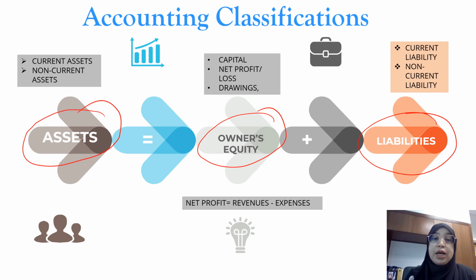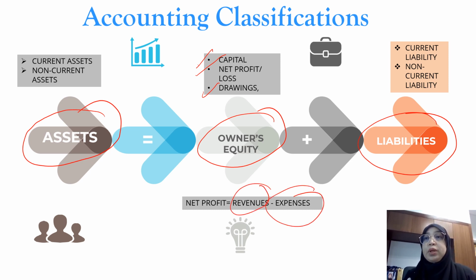Okay, next regarding capital and owner's equity. Just now, remember, owner's equity consists of capital, net profits, and also drawings. Okay, so how to calculate net profit? Revenues minus expenses. Okay, so capital is the amount contributed by the owner in order to start the business.